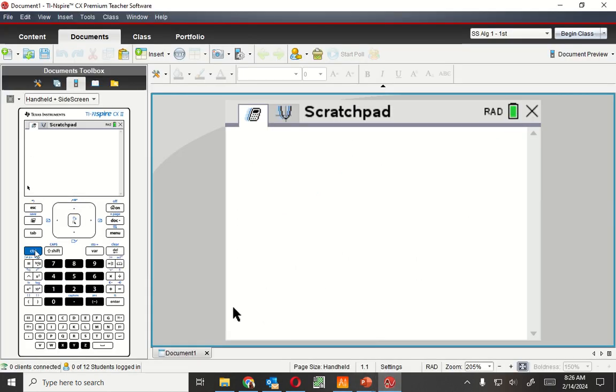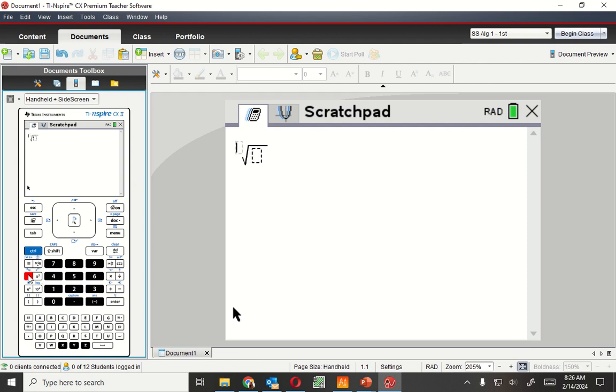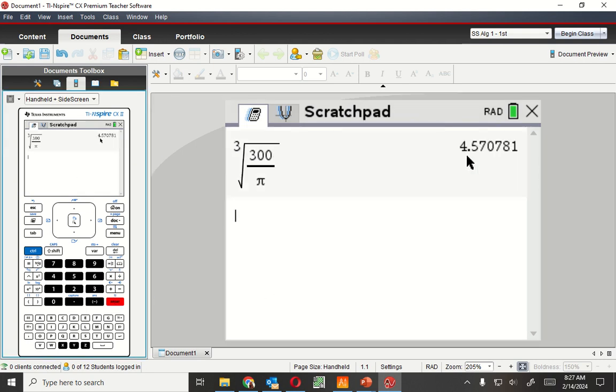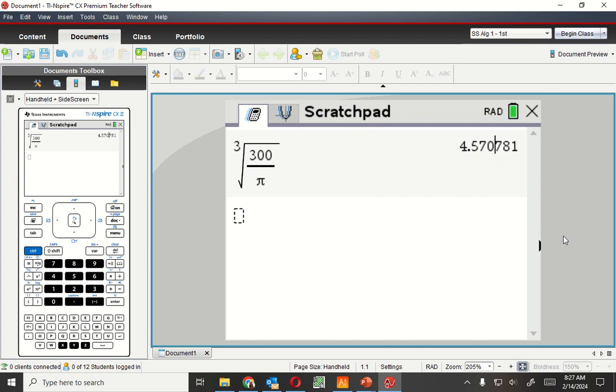Cube root. Right here, control caret is going to give me the cube root symbol, not really cube root, but just any root. Divided by pi, and use the pi button. So it's going to give me 4.571. Okay, so rounded to the nearest thousandth, 4.571.